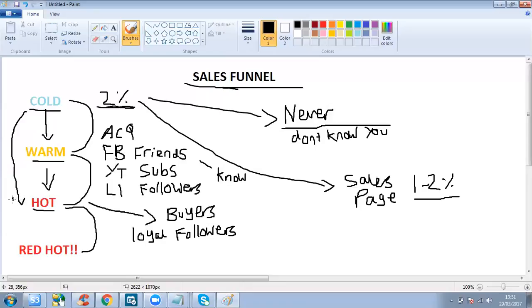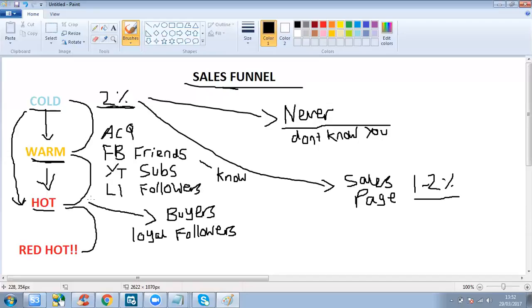First of all, we build that know factor, and then we build that like and trust factor. There's a few ways you can do that, but the most important way is just to be yourself, just to be natural. Don't try and be a salesman. Don't try and do any sleazy tactics, but just be yourself, be real, be personal, and naturally people are going to warm to you, and then they're going to follow you. And when you've got loyal followers, these are the people who are following all your YouTube videos.